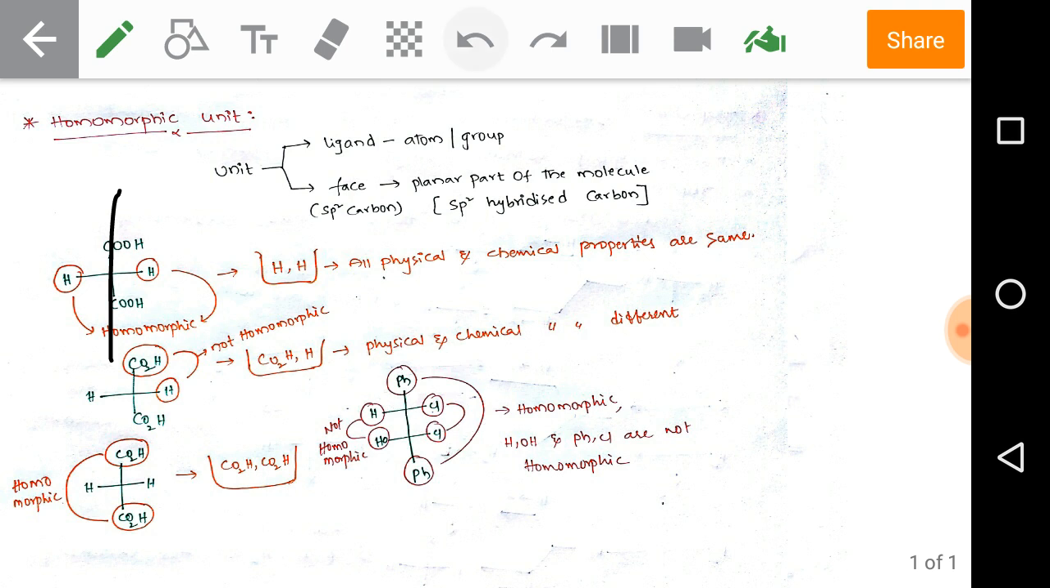But here the two chlorines are considered homomorphic units, because by substitution of one chlorine we can get one stereoisomer, and by substitution of the other chlorine we can get another stereoisomer. So there is the possibility of a homo, enantiomer or diastereo relationship in the stereoisomer products. Then we consider these two chlorine units as homomorphic. Right.